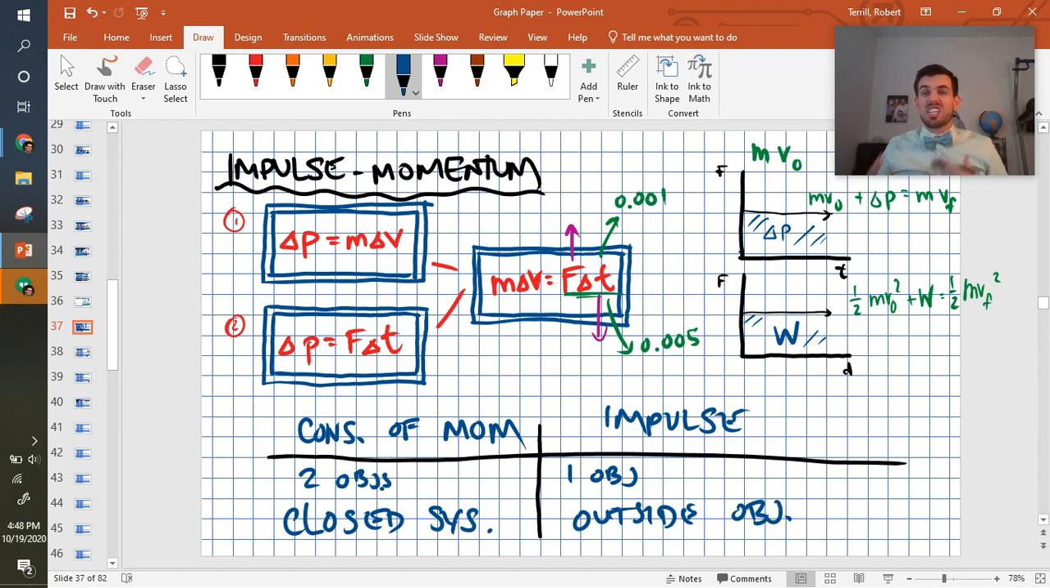So if you're not sure which one to use, you can kind of think through: am I easily able to close my system and account for the energies and momentums of everything, or are there outside forces that I can't account for easily, or objects outside that are going to be acted on that I can't account for? And in that case, you're going to use impulse. So that's what you need to know about impulse and momentum.